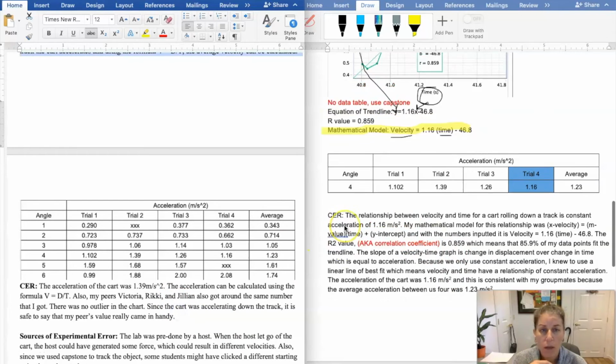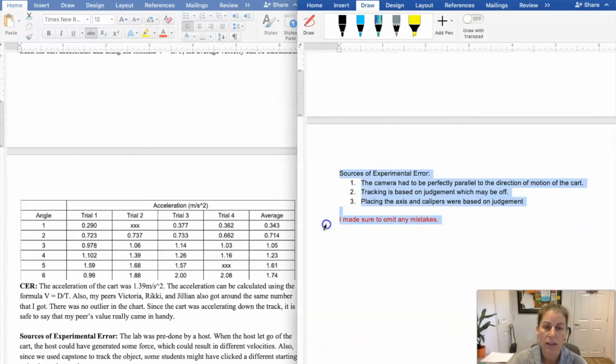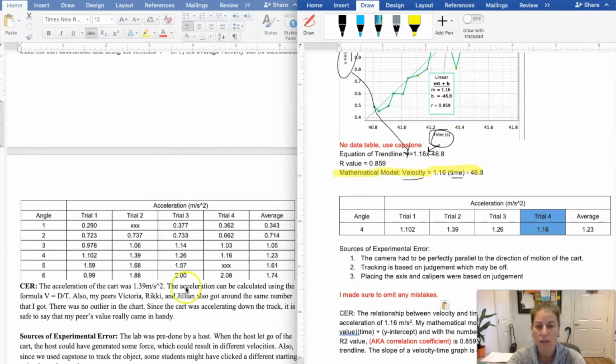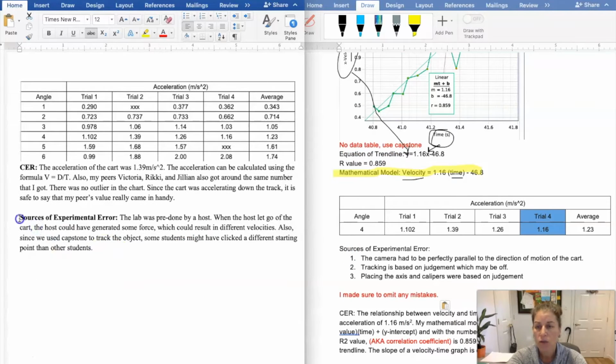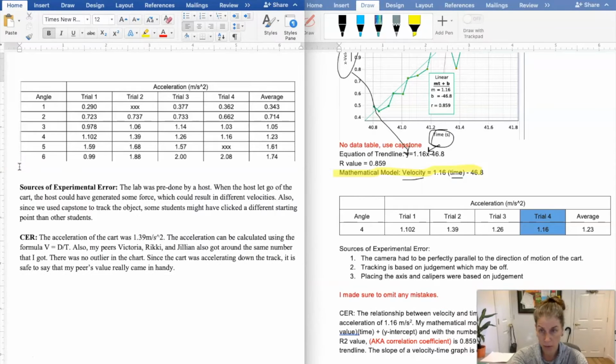So let's talk about sources of experimental error. First of all, sources of experimental error are part of analysis. I would take that and put it before the CER. The CER is the very last thing that you do. So for both of these people, this would go in that order.